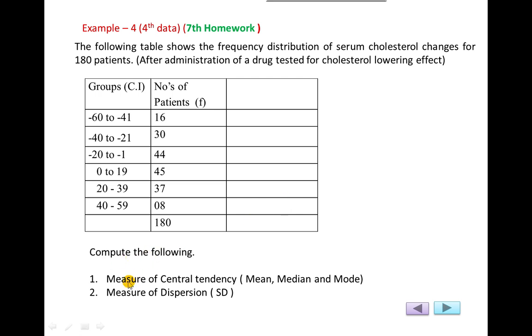So compute the following measures of central tendency: mean, median, mode, and one measure of dispersion. This is the 7th homework.